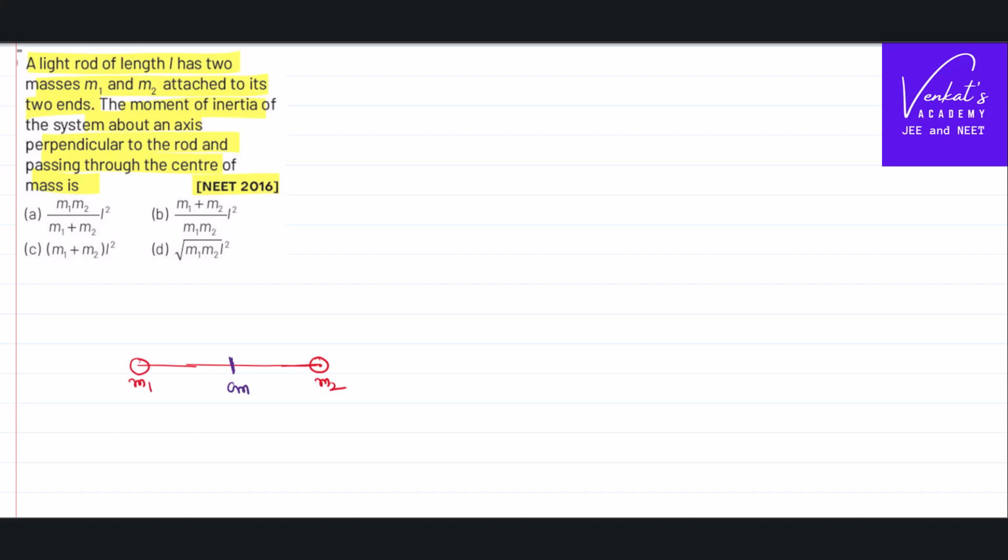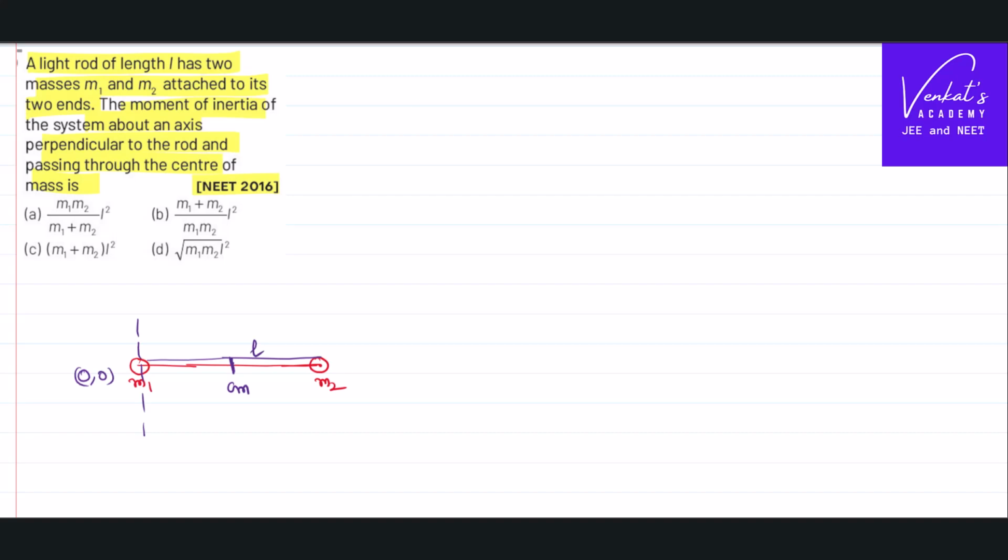What is the location of that center of mass? I have to identify that, right? So let me assume the first one is at a distance XCM from the center of mass. I need to calculate the center of mass taking M1 as a reference. The second mass will be at a distance L, because that was given.